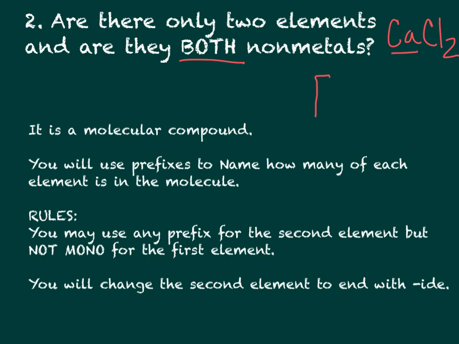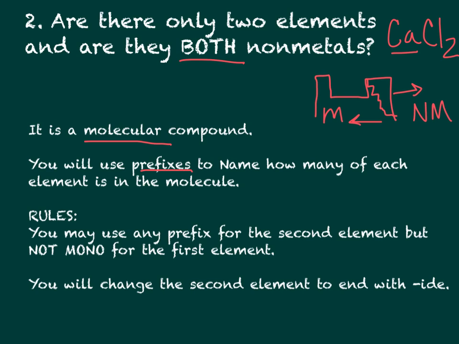Remember, our periodic table looks like this. Okay, and over in the right-hand side in the P section, we have the staircase. To the left of the staircase are the metals, and to the right of the staircase are the nonmetals. So do we have 2 elements that are to the right of the staircase? If the answer is yes, then it is a molecular compound. And we've already done this. This is where we're using the prefixes to name how many of each element is in the compound.